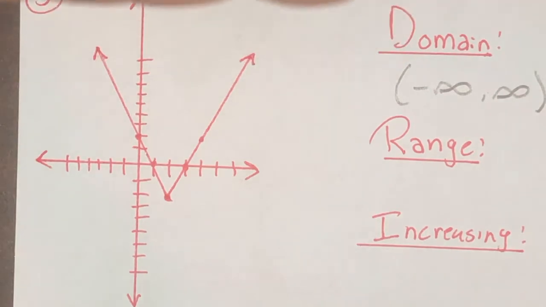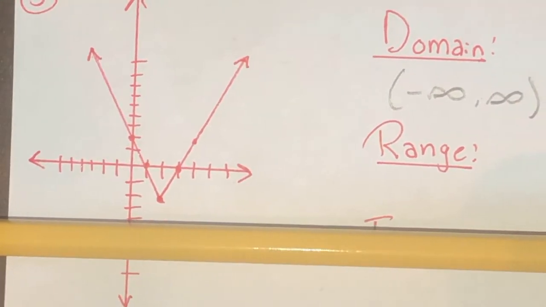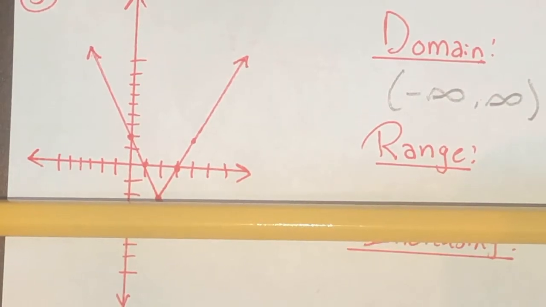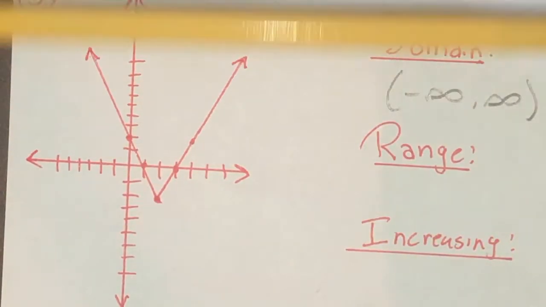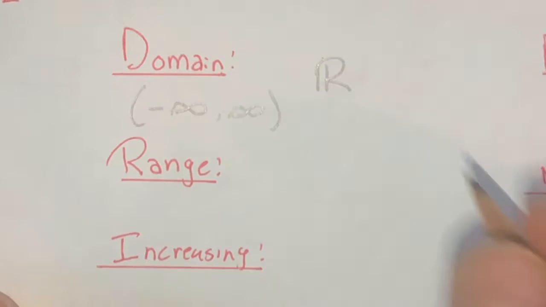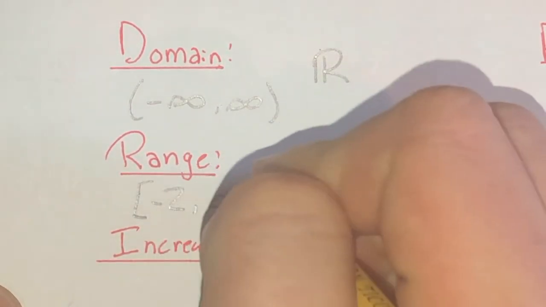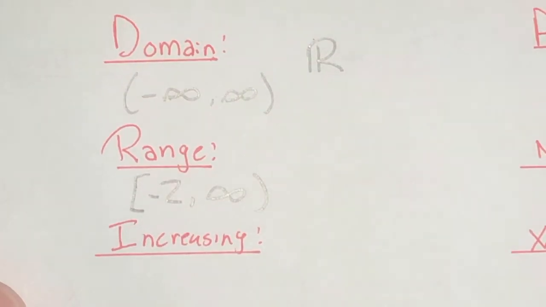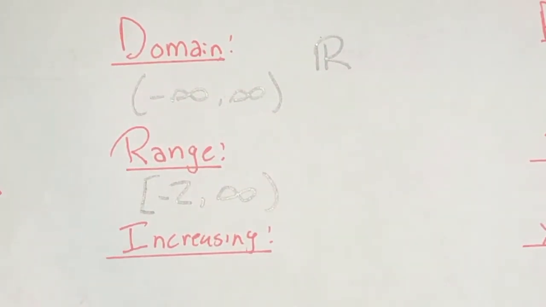Range, what's the highest value? So let's run our pencil. Okay, lowest value, here we go: -2, highest value, infinity. So the range has a hard bracket on the -2 with a soft bracket on infinity, because it goes as low as -2, as high as we want.